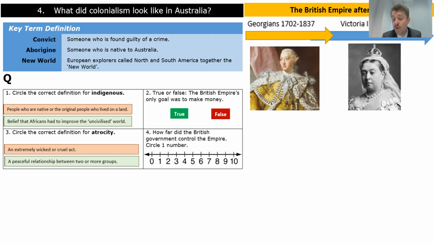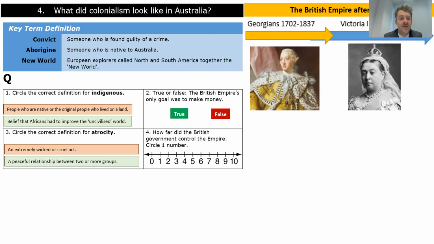And the final one, number 4, that is very much down to your opinion of how much you think the government controlled the empire. And as we know, up until 1857, in India, they didn't control India. It was the East India Company. And we see that in lots of different examples where until that point, they didn't control parts of the empire and companies control it for them. But we know there was a switch. So ultimately, it's for you to decide how far.